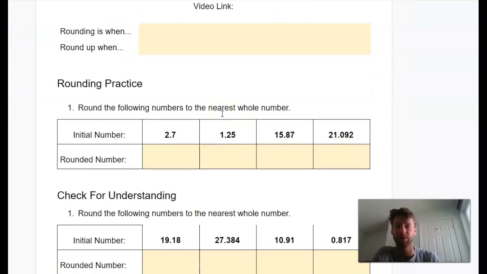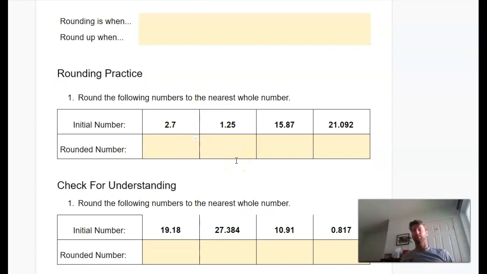Let's go into practice. So 2.7, okay. Well, 2 is the number, we got our decimal, and then our tens place is 0.7. 0.7 is greater than 0.5, so we're going to round that up to 3. The next number, 1.25, well, find the tens place, 0.2, that's less than 0.5, so we're going to round down to 1. Next one, 15.87, 0.8, 8 is our tens place. That's going to round up to the next highest number, which is 16.